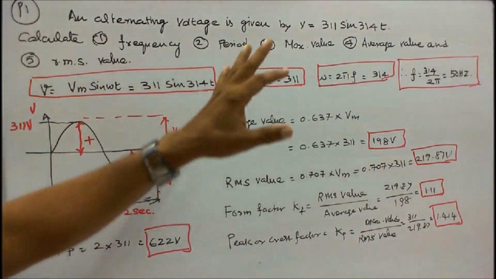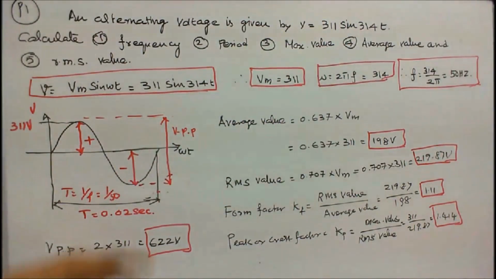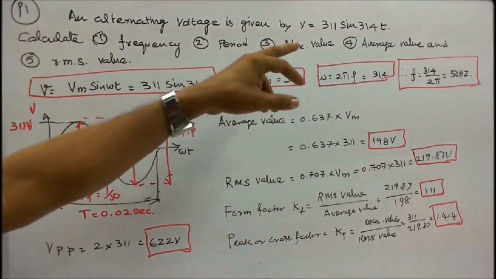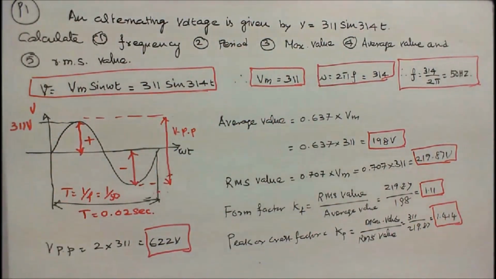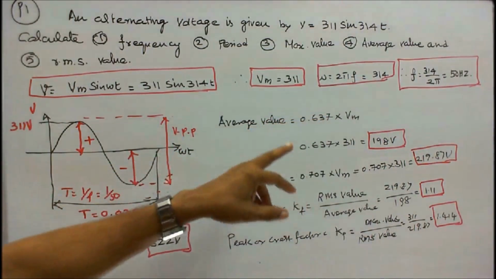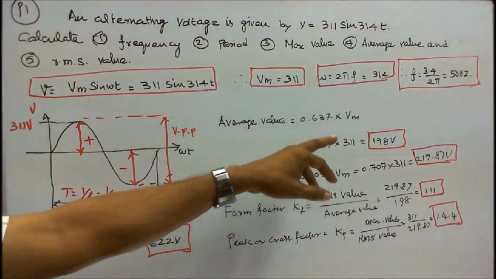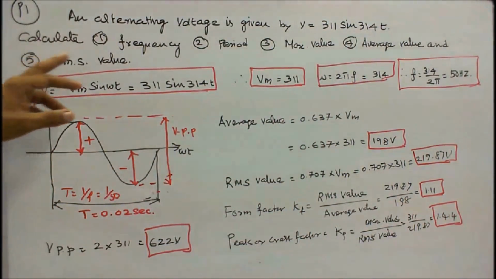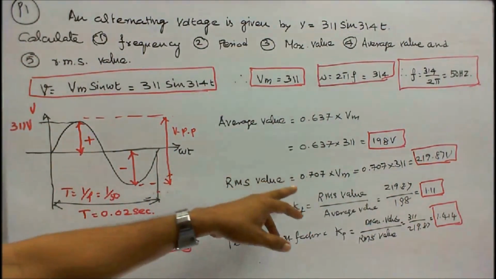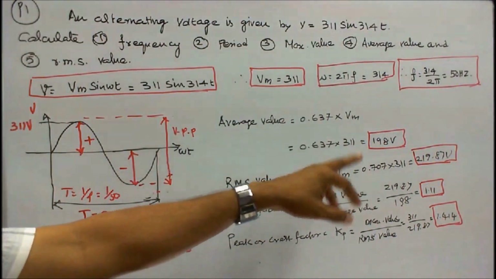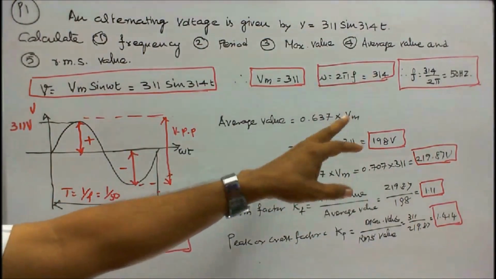The third question is maximum value. Here the maximum value is 311. The fourth is average value. Average value is equal to 0.637 into Vm, 0.637 into 311, that is equal to 198 volts. And fifth is RMS value. RMS value is equal to 0.707 into Vm, that is equal to 0.707 into 311, that is equal to 219.87.